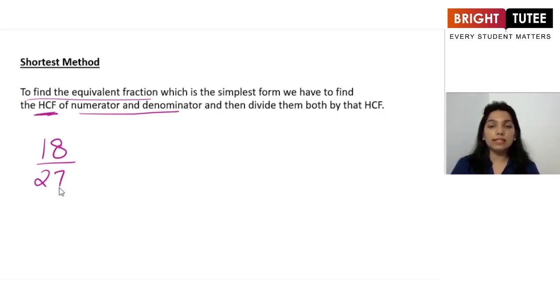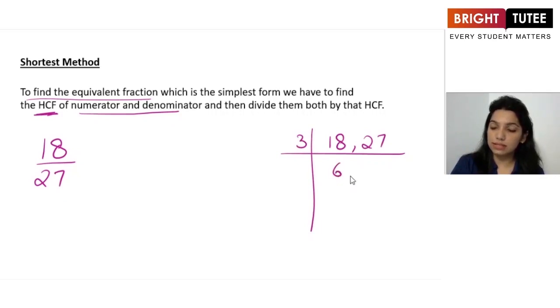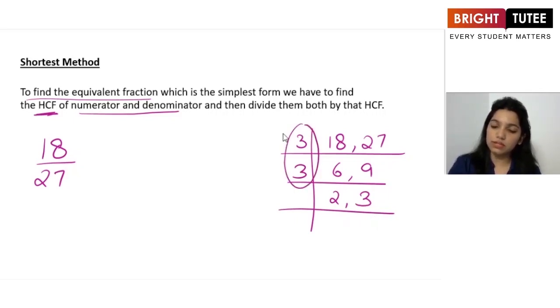So what is the HCF of 18 and 27? Let's do the formal way. Here we have 18, here we have 27. Both of them go in 3. So here comes 6, here comes 9. Both of them go in 3. Here comes 2, here comes 3. And further we cannot divide them, right? So what number comes? It comes 3 times 3.